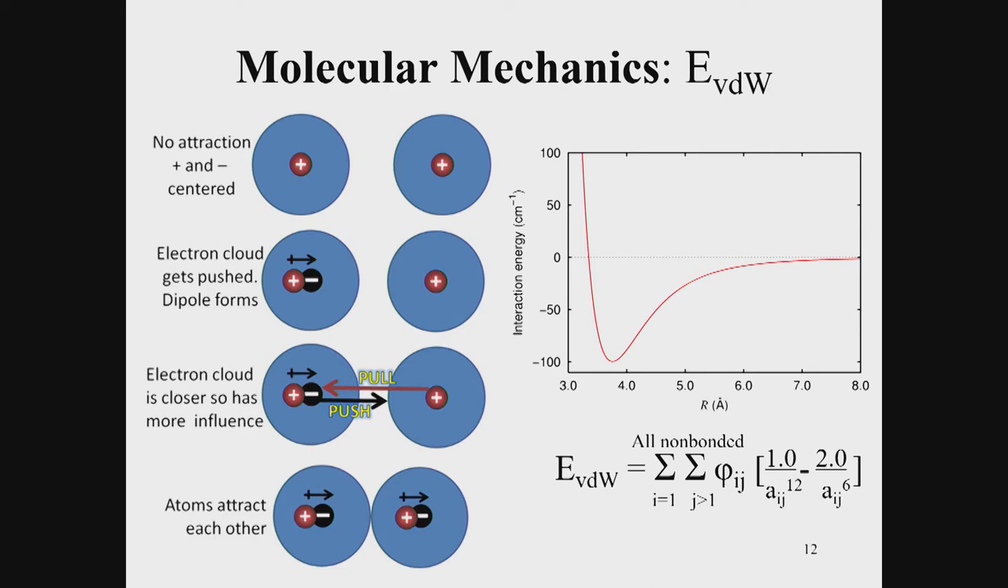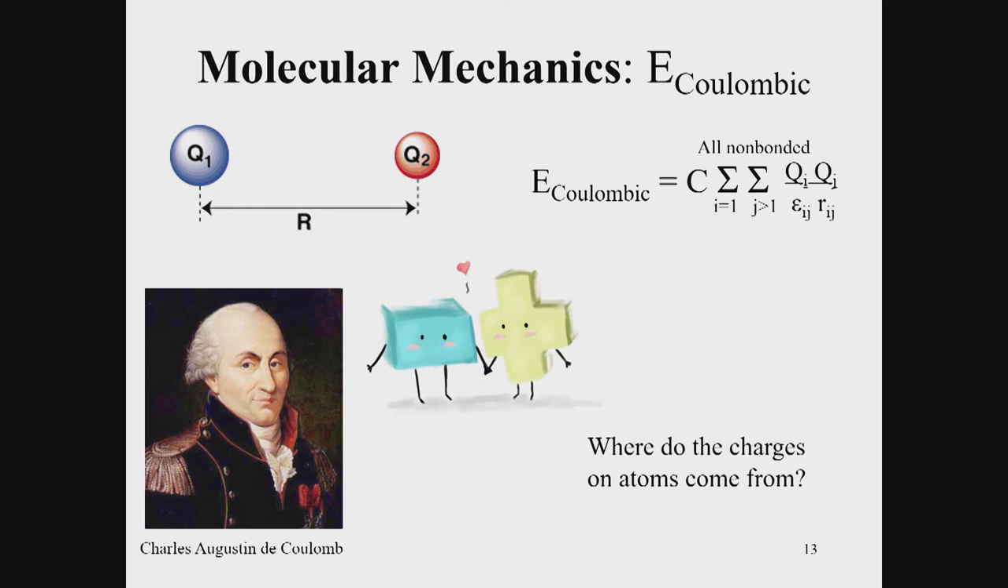Now, the next term, the Coulombic term, is a charge-based term which represents the electrostatic energy between two atoms. Let's say we have one atom that's got a Q1 charge and the other atom has a Q2 charge. Coulombic energy is given as this. If those two atoms are of the same charge, that's a repulsive force, and they're going to push away from each other. And if they're of different sign, it's an attractive force, and they're going to pull towards each other.